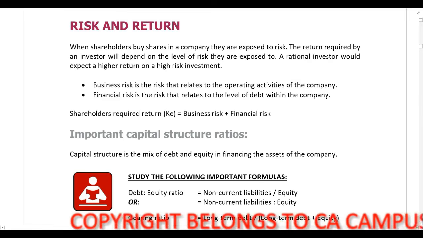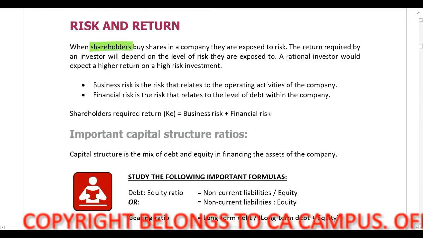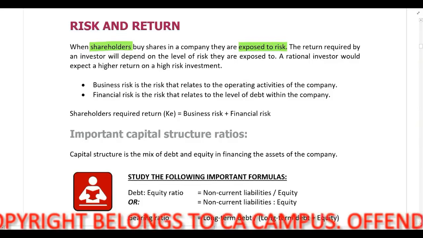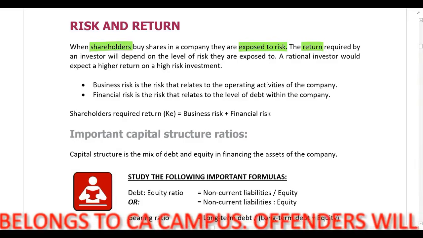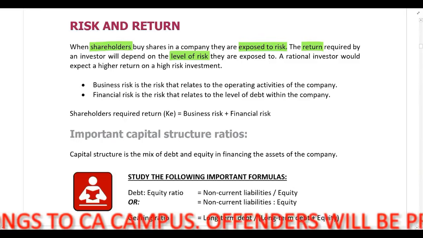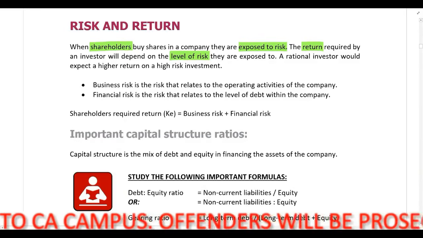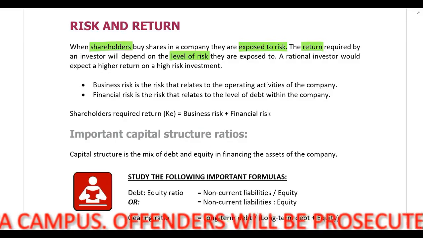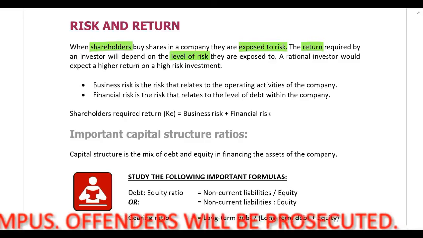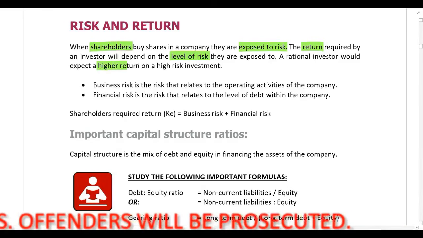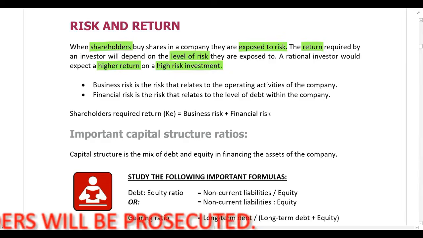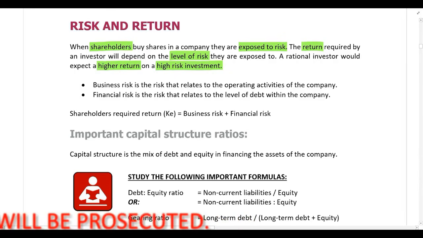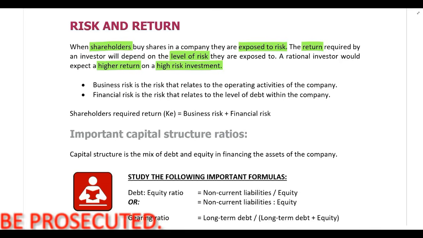Now guys, obviously when shareholders buy shares in a company, they are going to be exposed to risk. And the return that they are going to require on their investment is going to depend on the level of risk that they are exposed to. If we are dealing with a rational investor, and we always assume that our investors are rational, a rational investor would expect a higher return on a high risk investment. So guys, people don't just take risk for the sake of taking risk. If you take a risk, it's because you expect to be compensated for that risk with a higher return.